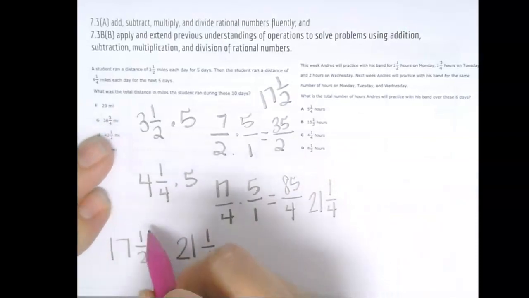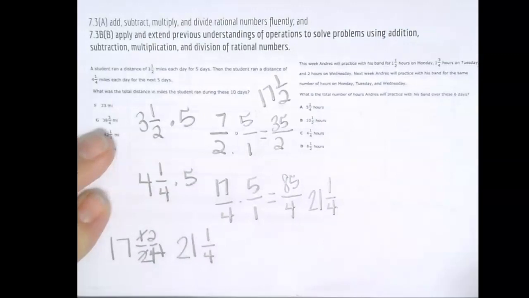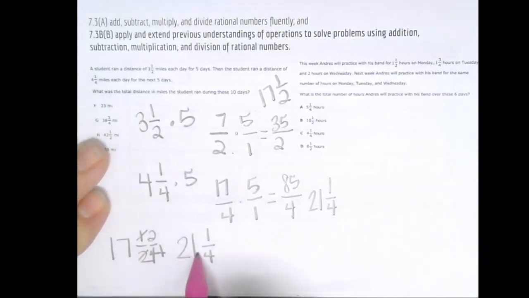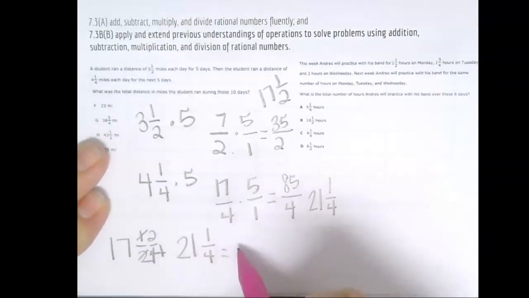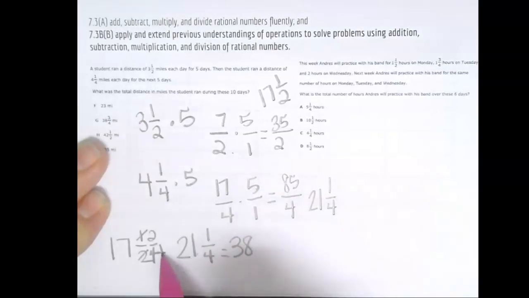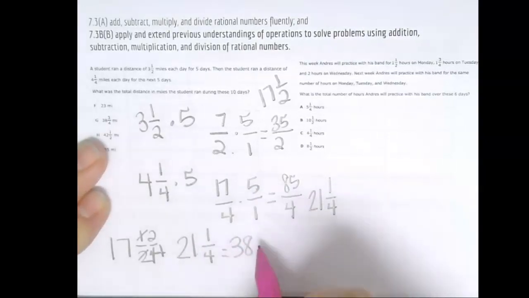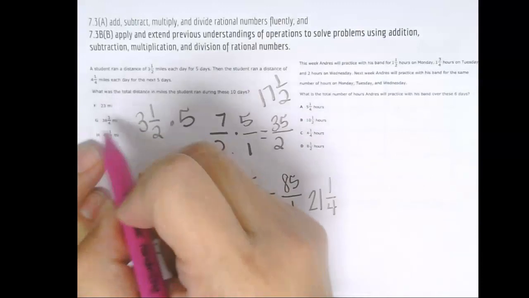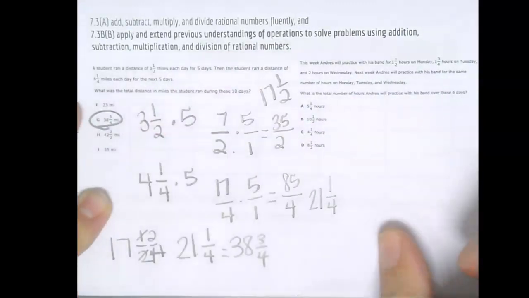Keep in mind that 1/2 is also equal to 2/4, so we can combine these very easily. 17 and 21 is going to be equal to 38. And then we have 2/4 plus 1/4, and that would be 3/4. So the answer that we should have for this one is G.